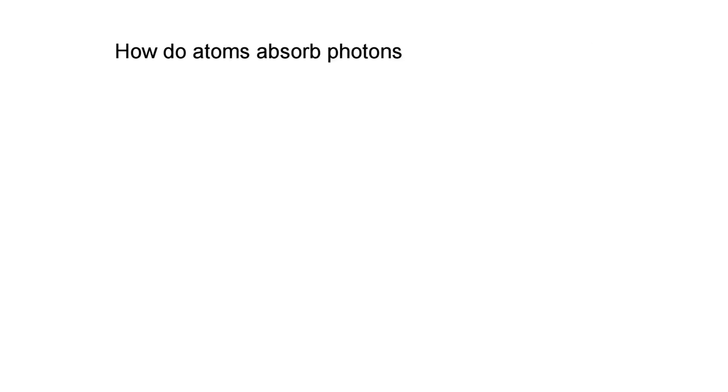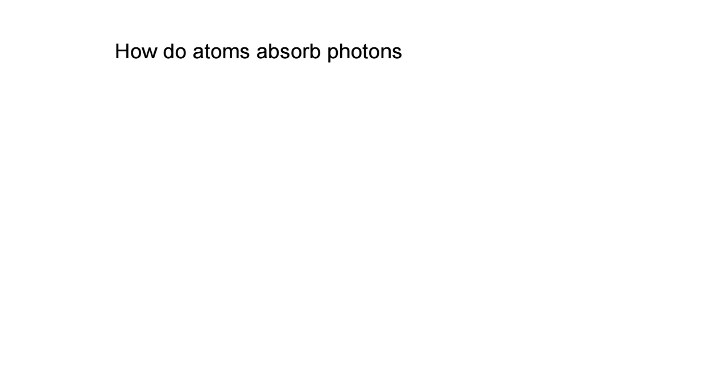So my next question for you is, how do atoms absorb photons? We know that light doesn't travel forever. Sometimes it bounces into things and is absorbed. If you are standing in sunlight and you're starting to heat up, that's because you are absorbing the light from the sun. Well, what's happening at an atomic level when atoms absorb photons?